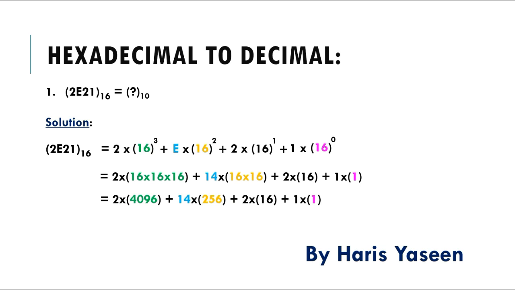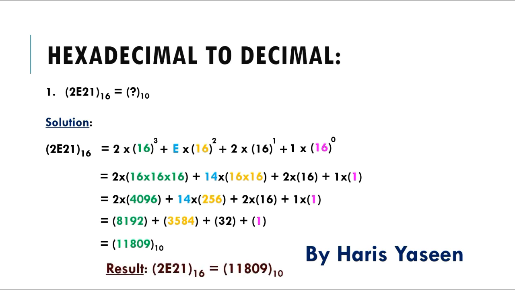Okay, in third step, 16 multiplied by 16 multiplied by 16 is 4096, multiplied by 2. 16 multiplied by 16 is 256, and 16 is 16, and the 1 is 1. Now 2 multiplied by 4096, the result is 8192. 256 multiplied by 14, the result is 3584. 16 multiplied by 2 is equal to 32, and 1 multiplied by 1 is equal to 1. The result is 11,809 base 10. It's confirmed, we are right. Okay, this is the end of the conversion system of our course.